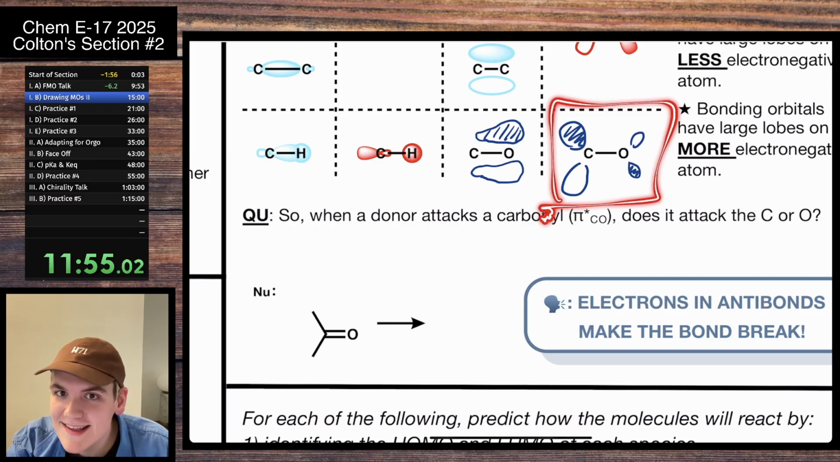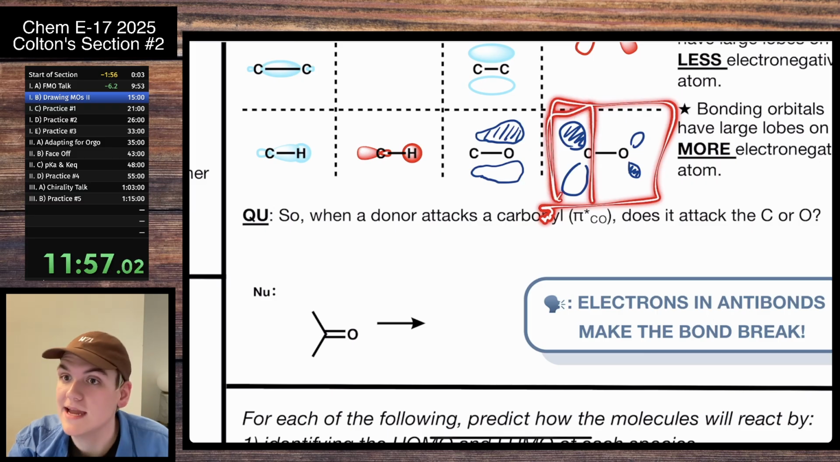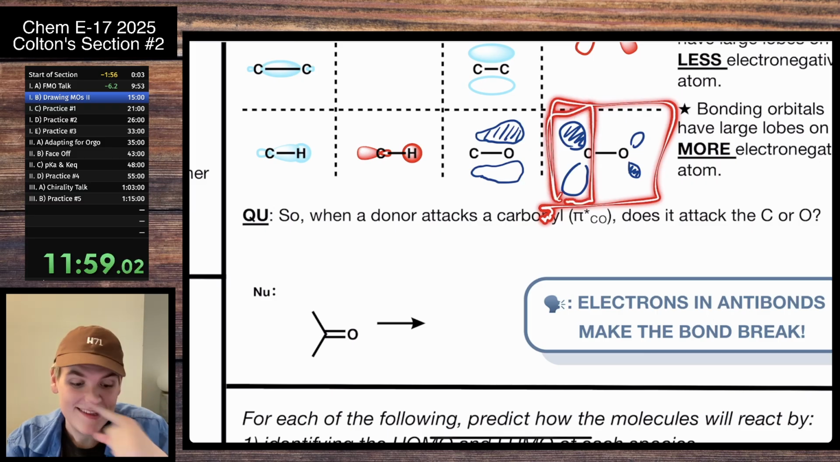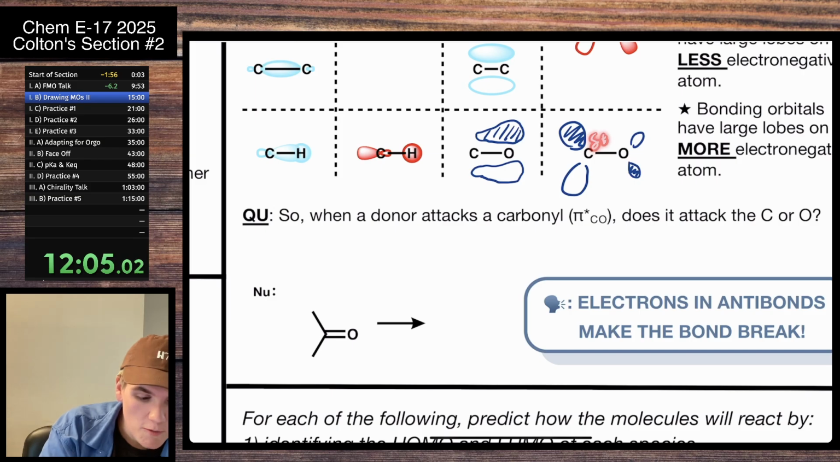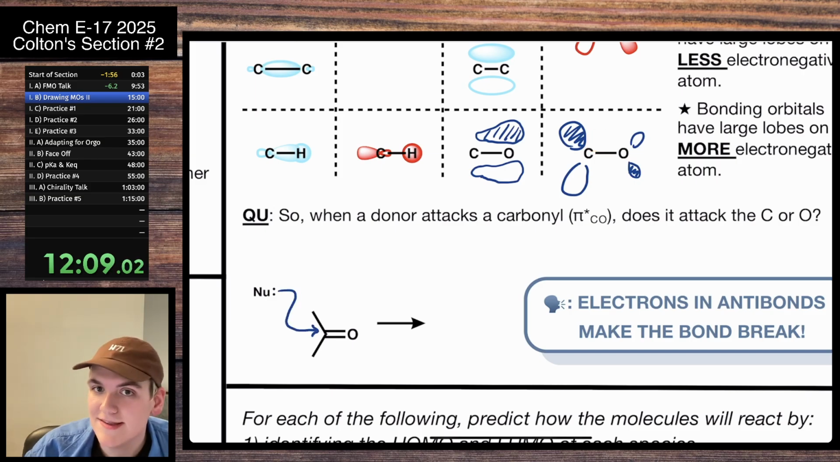Carbon, yes, exactly. It's literally just a bigger target. So one, it's a bigger target. The second thing is it has a partial positive, so it wants electrons more than the oxygen, which is more partial negative. So the electron is going to attack the carbon side if we were to attack this carbonyl.